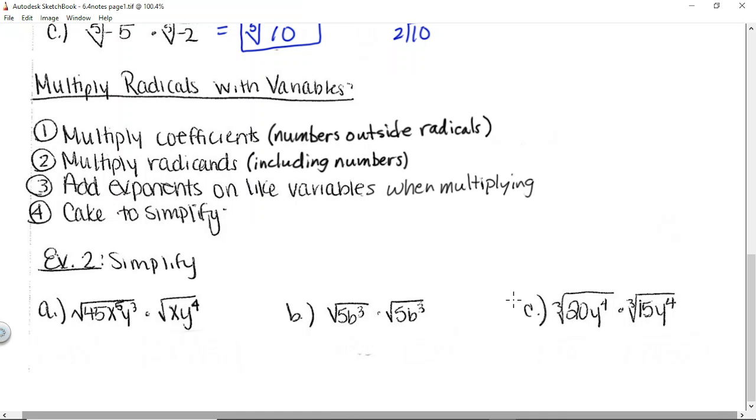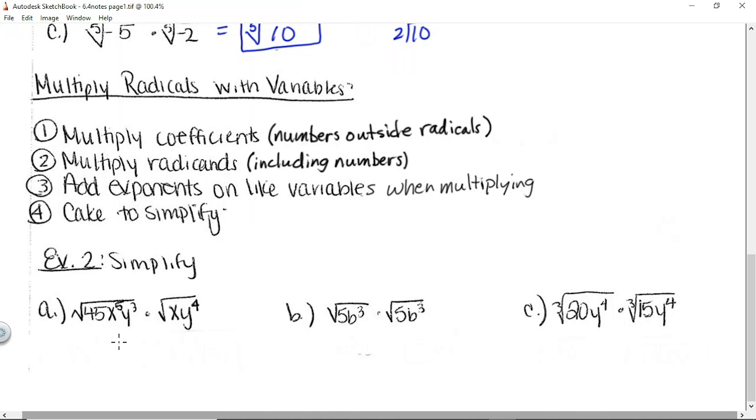Each of the radicals may have a number out there, so multiply those. Multiply the radicands, including whatever numbers and or variables are in there. And add exponents on like variables when multiplying. That's just the rule for multiplying monomials anyway, so that's just a reminder. When you multiply them, add exponents on like variables, and then cake to simplify.